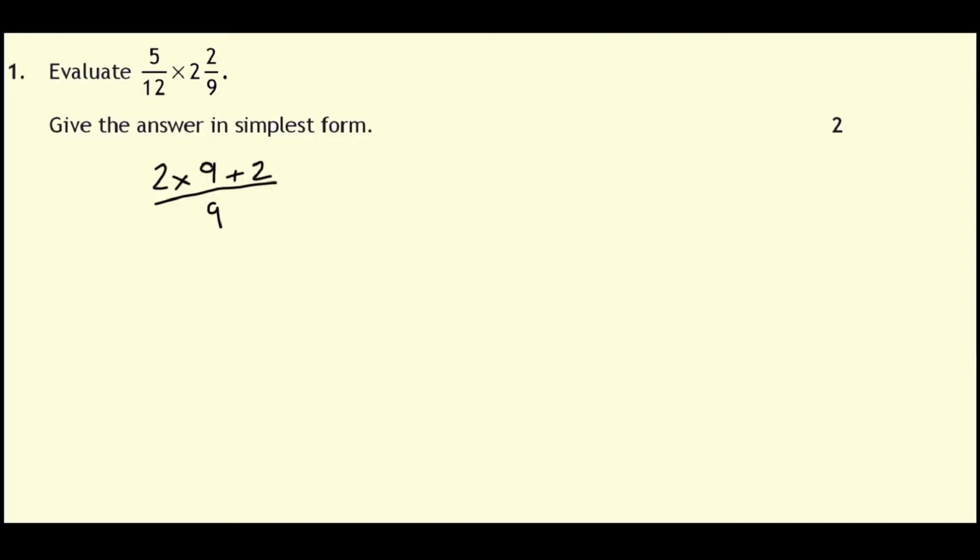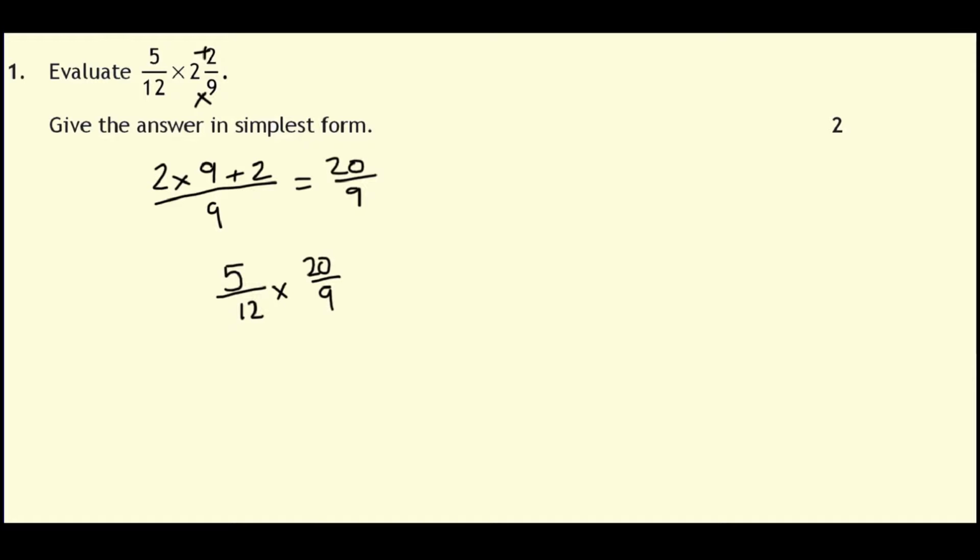So effectively what we're doing is multiplying the number on the front by the number at the bottom, and then adding that number on the top on again. So the 2 times 9 plus the 2, so 18 plus 2 would give us 20 over 9. We'll go back to the original question now that we've got that sorted. So it's 5/12 multiplied by 2 and 2/9, then it's 20 over 9.